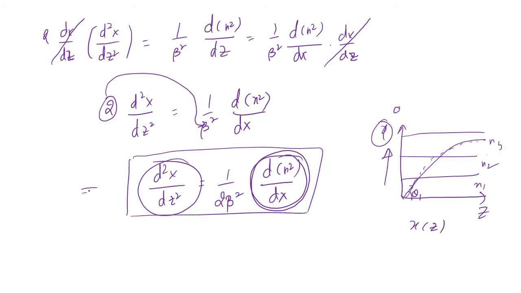So this equation, d square x by dz square is equal to 1 over 2 beta square dn square by dx, can actually tell you how a particular ray path is bending in an inhomogeneous medium, right? So the refractive index is changing along x, and you are getting an equation for the path of light.